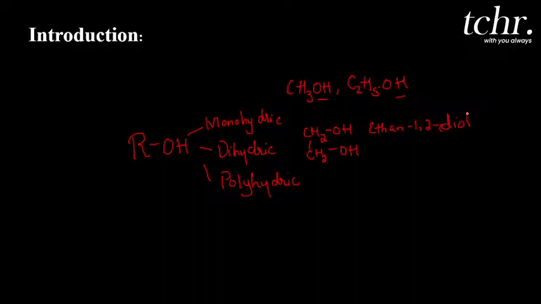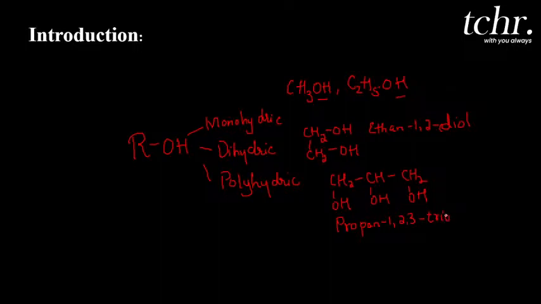So if there are more than 2, when you find 3 to 4 alcohol groups attached to an alkyl group, we call it polyhydric alcohol. So shall I write an example for polyhydric alcohol? Yeah. Students, are you able to name this compound? The IUPAC nomenclature? Yes, it is propane. Since there are 3 carbon atoms, it is propane-1,2,3-triol. So this is polyhydric alcohols.